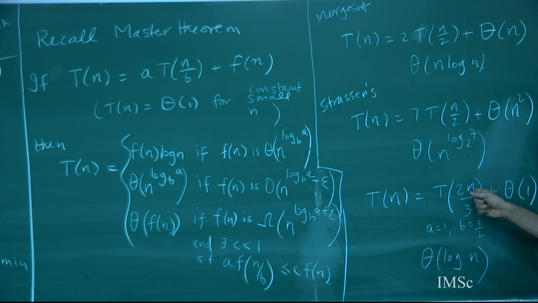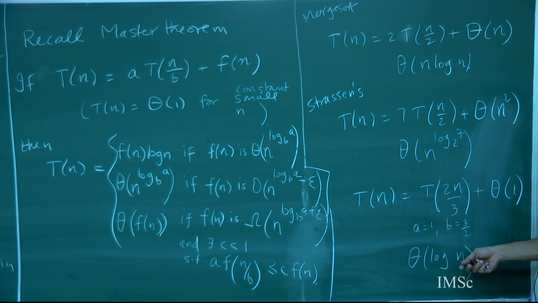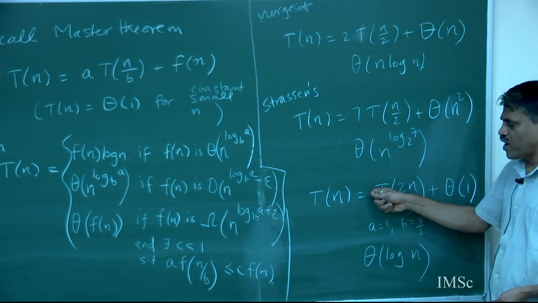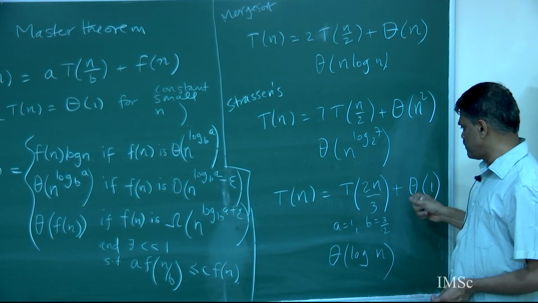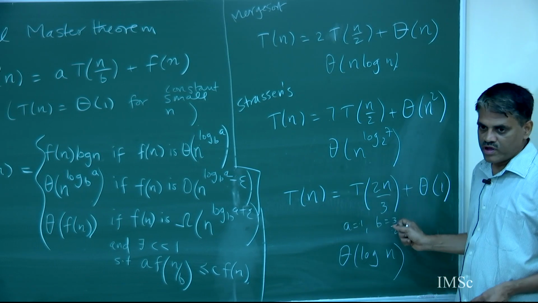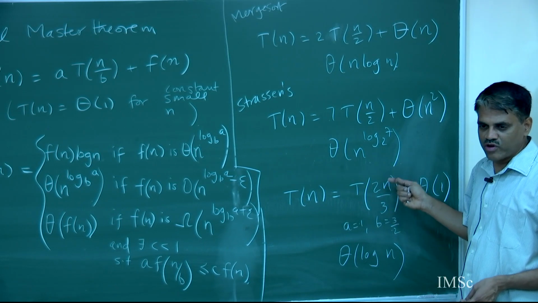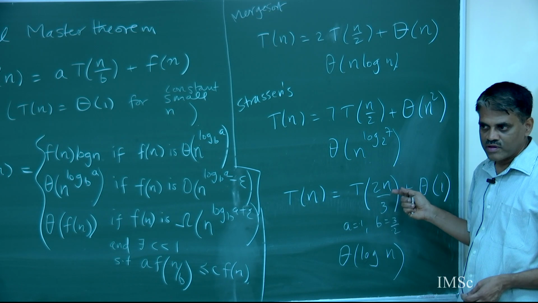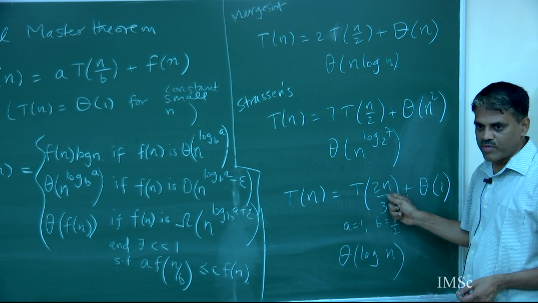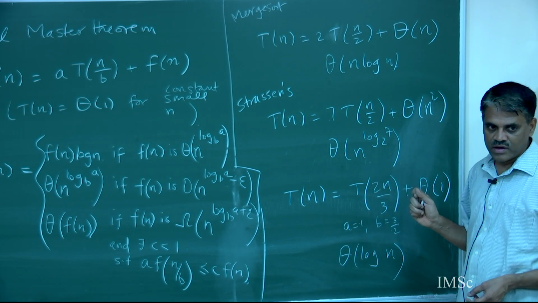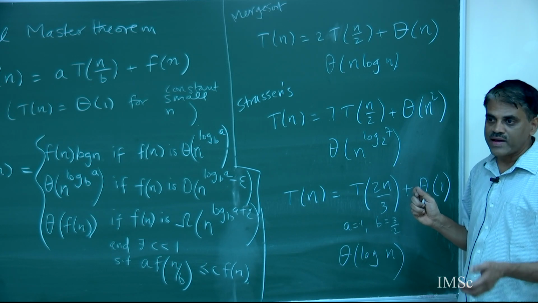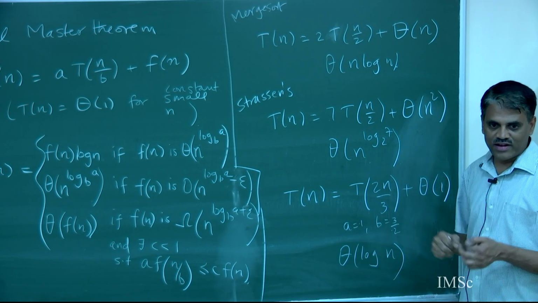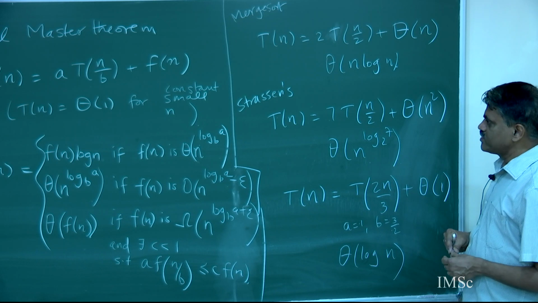Instead of 2n by 3, if you had n by 2, it's also the same, because log a to the base b is 0 as long as a is 1. And if it's n by 2, what sort of problem is it? T of n is T of n by 2 plus theta 1. Binary search, right? And that's log n, right?